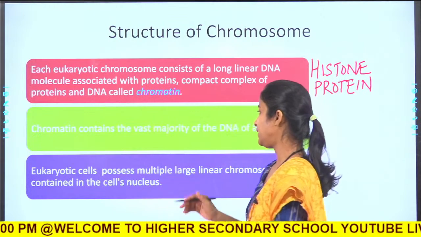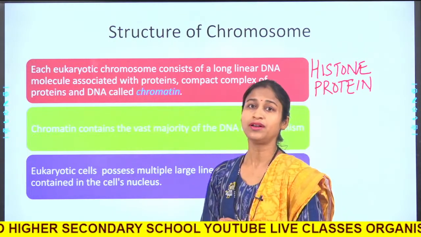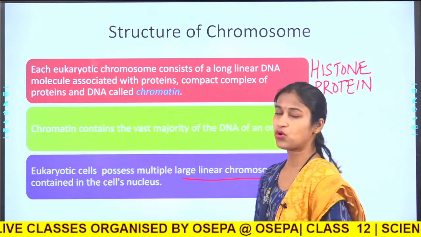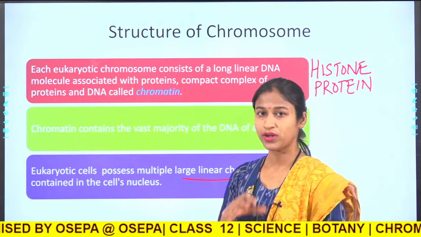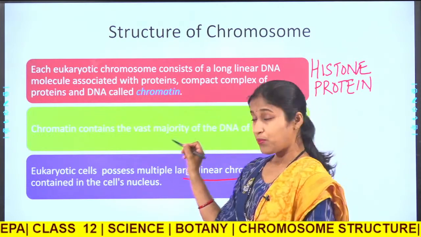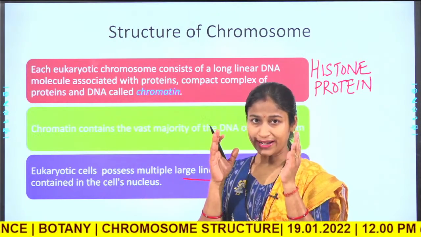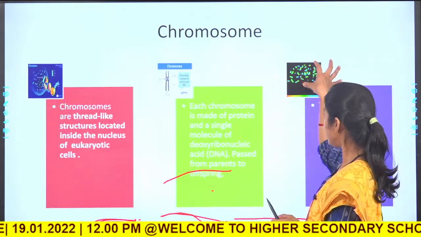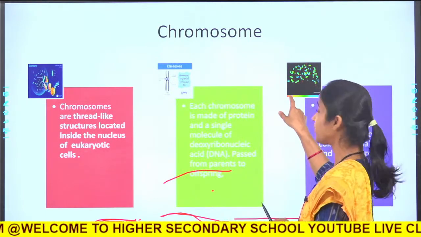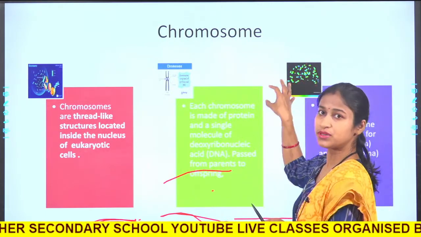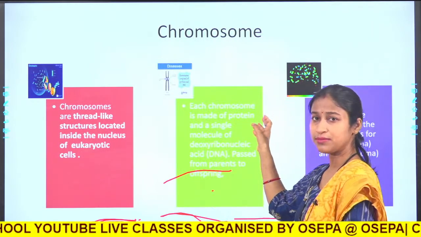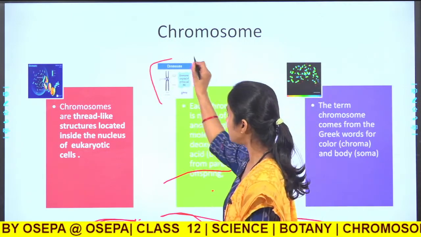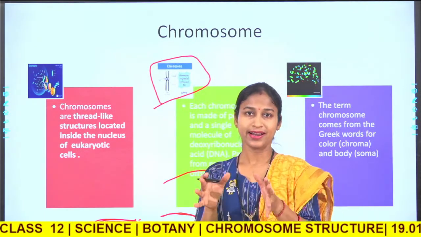Now the chromatin contains the vast majority of the DNA of an organism, and the eukaryotic cell possesses multiple large linear chromosomes contained inside the nucleus of a cell. Regarding eukaryotic chromosomes, you can see the picture here. This is a eukaryotic picture where you can see numerous chromosomes present in a diploid cell, and they are all linear in structure.